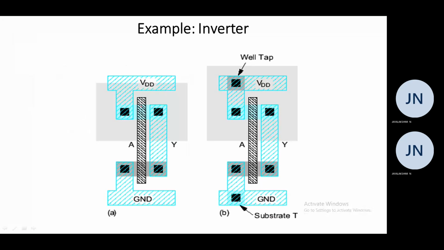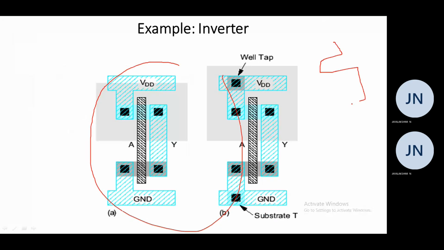So here you can see this is a layout of an inverter. Before constructing this layout, we are going to see the schematic of an inverter. Usually the schematic of an inverter consists of a PMOS transistor and also an NMOS transistor. So here this is input A, and here this is output Y, and this is ground, and this is VDD. So this is a simple schematic diagram of an inverter. This is the PMOS transistor and this is the NMOS transistor.